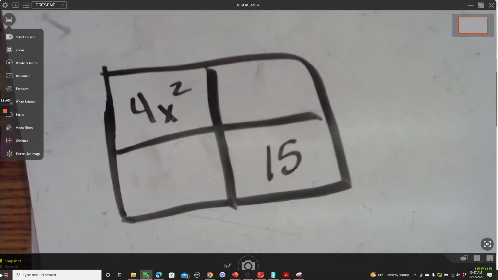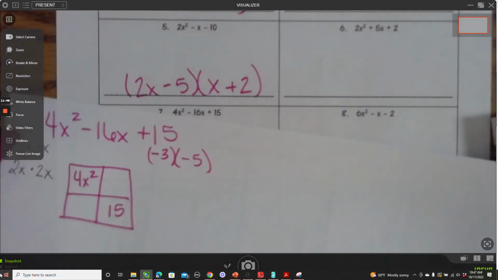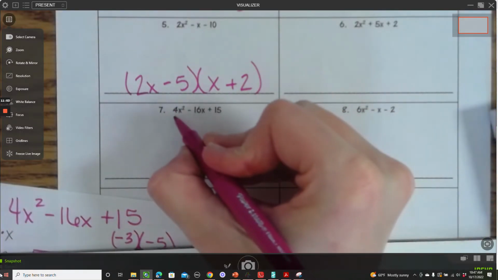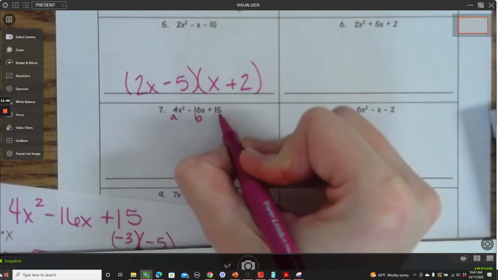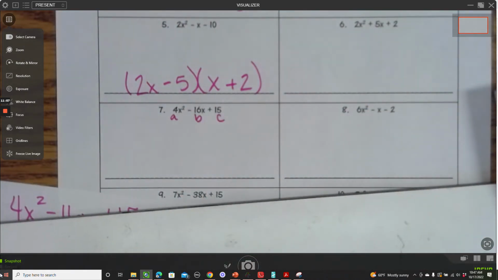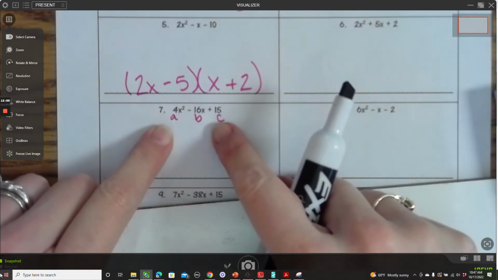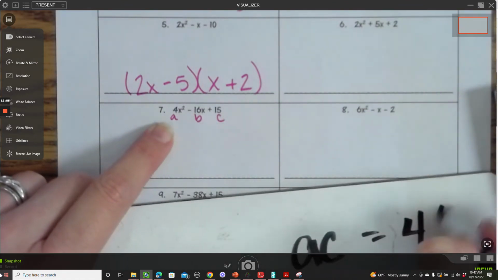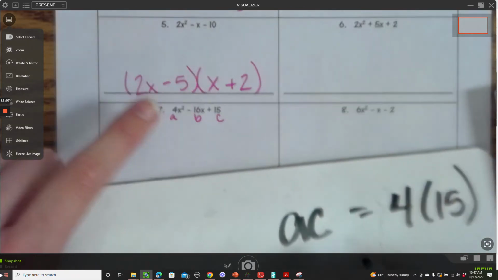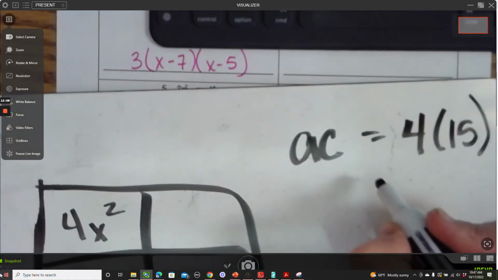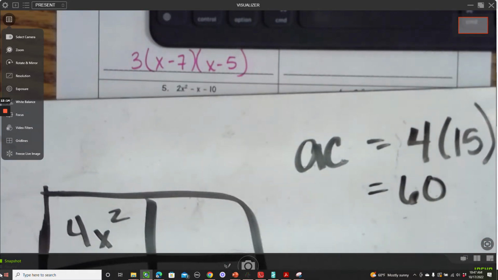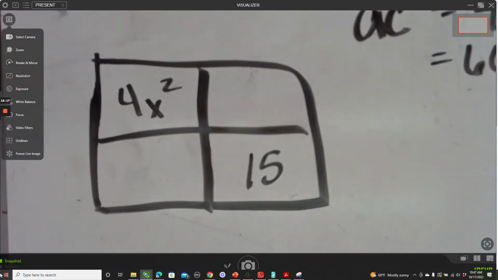Okay, I don't want to confuse you though, and that's what I'm worried about. This is a quadratic formula, right? This is an A, this is a B, this is a C. You can do A and C, like AC like this. Do 4 times 15, and that gives me a 60. And then you can factor that 60 down. That's one other way, but let's just stick with this.